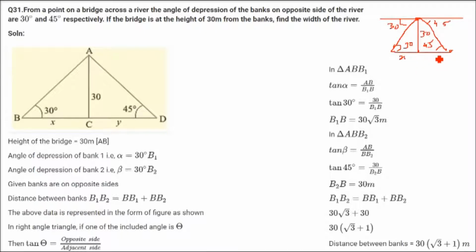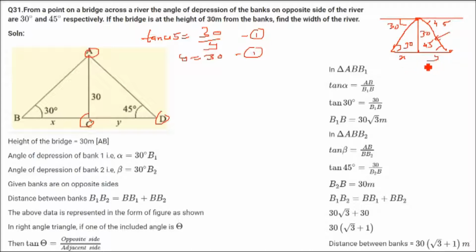So let us take this as x and this as y, and we have to find the width of the river. So we'll compute x and y, and then we'll just add them. Let us take the first one, this triangle A, C, D. So here tan 45 is equal to 30 by y. Because tan 45 is 1, y is equal to 30. So this is the first solution we got.